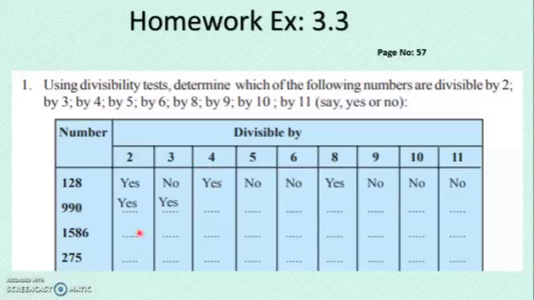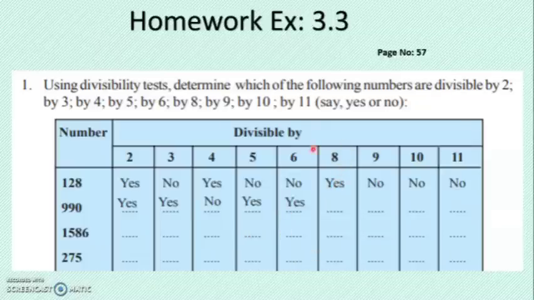For 4, again the last two digits, 90, you have to take and divide by 4. You will not get remainder as 0. That means this number is not divisible by 4. The answer is no. For 5, check the last digit. The last digit is 0. Yes, it is divisible. For 6, just see these two columns. If it is divisible both by 2 and 3, it will be divisible by 6 as well.